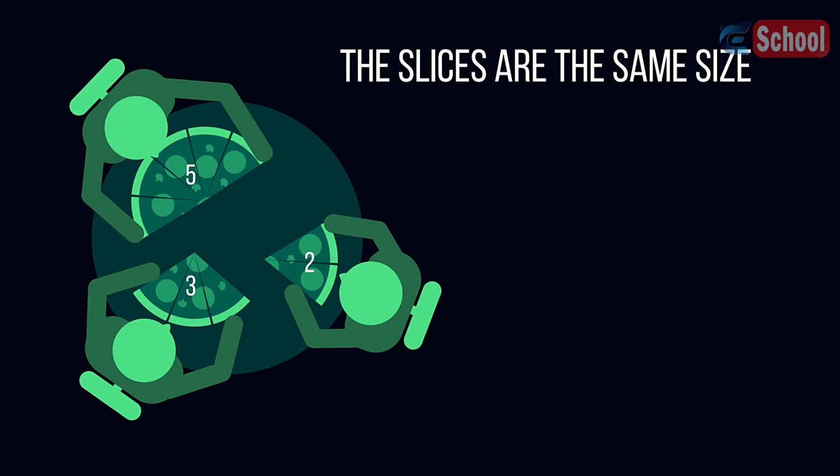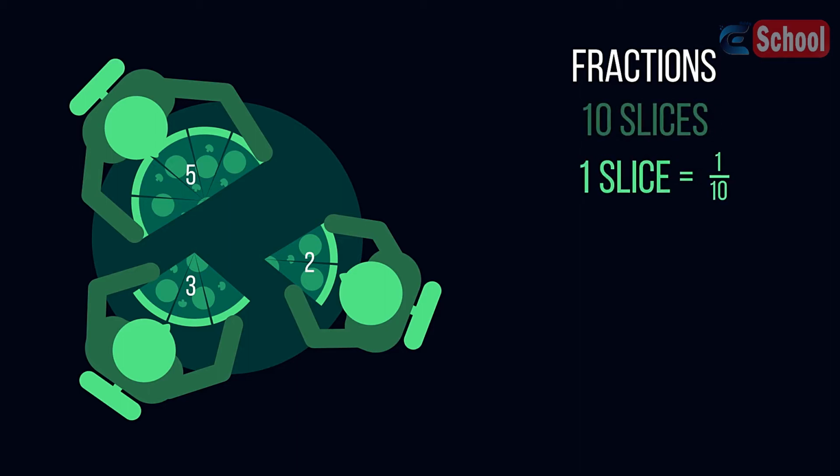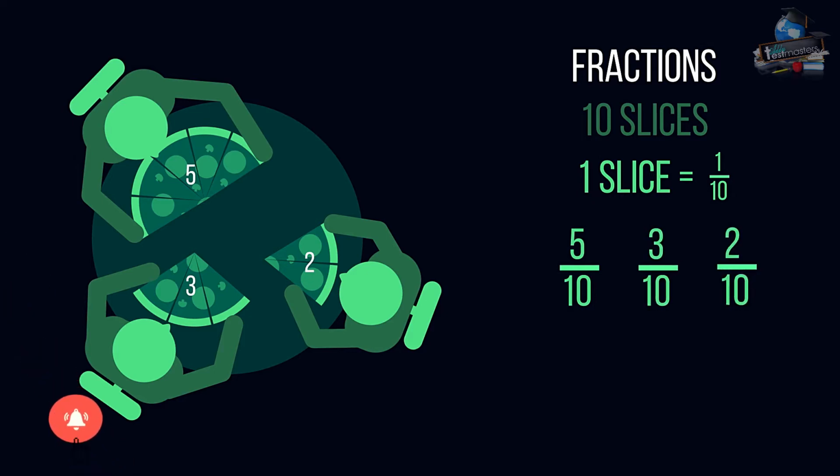Now, how does this talk of pizzas relate to fractions? Fractions are basically portions. Since the pizza was cut into 10 slices, each slice was 1/10 of a pizza. The one who got 5 slices got 5/10 of the pizza. The one who got 3 slices got 3/10, and you got 2/10.